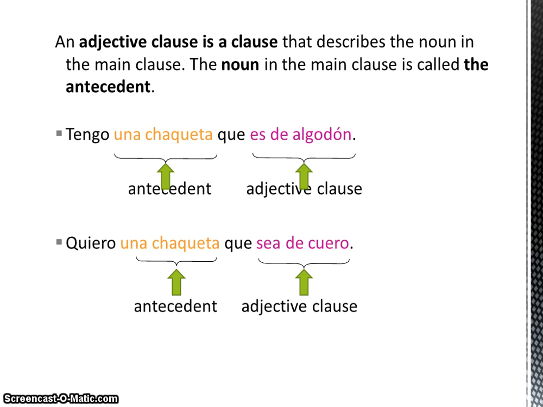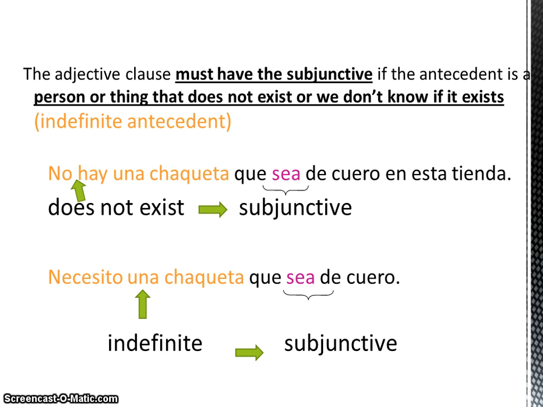Look at the second example. Quiero una chaqueta que sea de cuero. Again, my antecedent is still la chaqueta, and my adjective clause that is describing it is still talking about it being made of something, this time leather. But why am I using subjunctive in this statement? Because I said quiero una chaqueta instead of tengo una chaqueta. The antecedent didn't change, but I'm going to change from indicative to subjunctive because I'm saying I want a jacket. That doesn't mean that I know that that particular jacket exists.